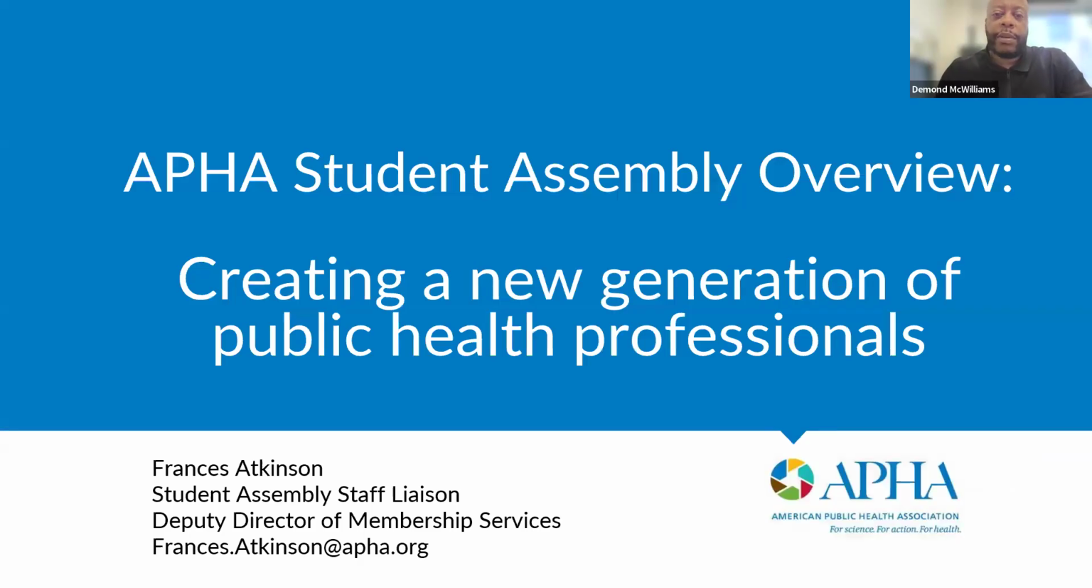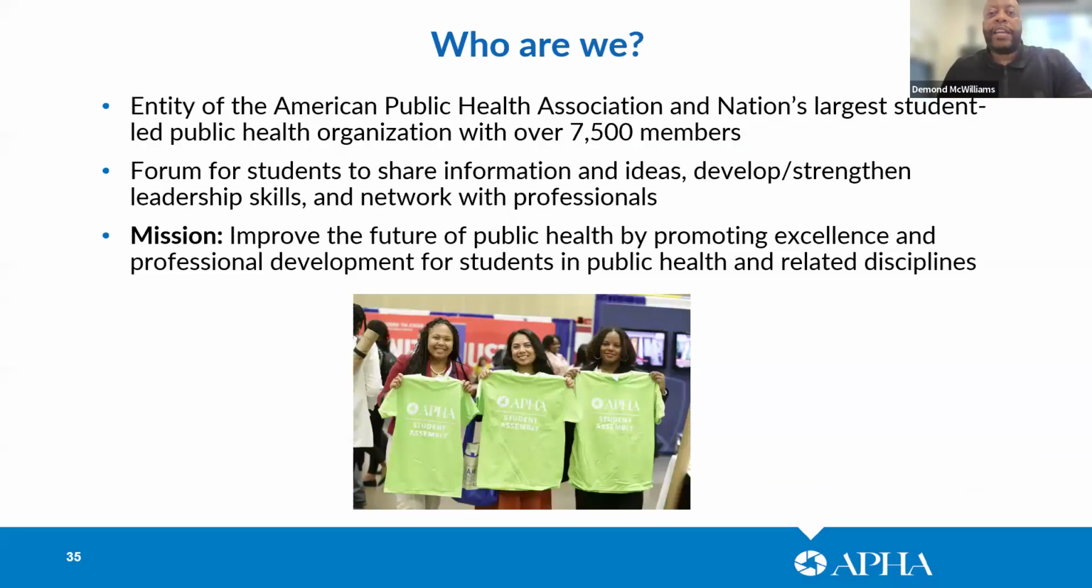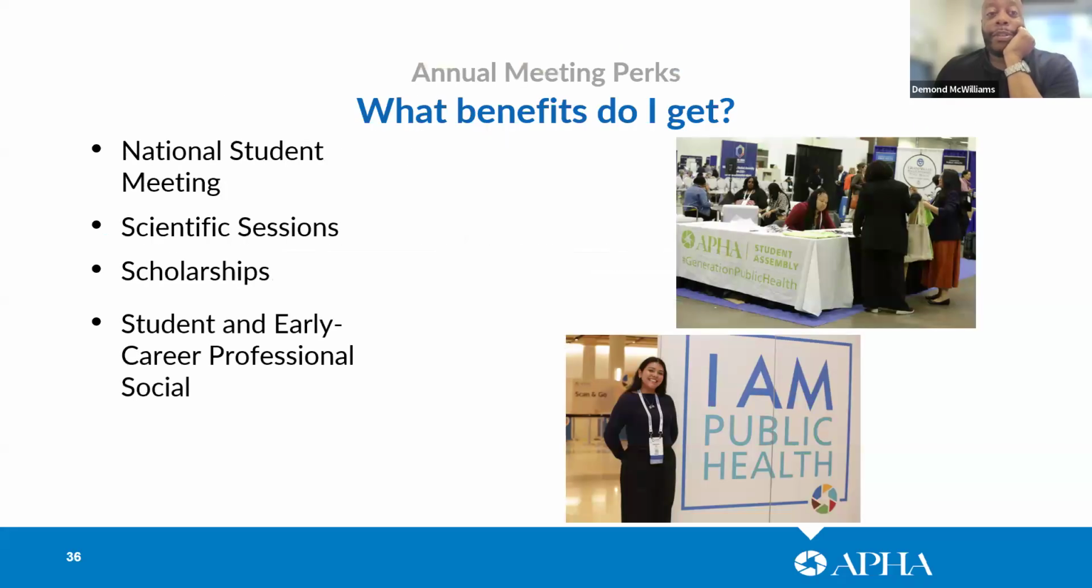Next, the student assembly, which I talked about. Every student is automatically placed in the student assembly. It's about 7,500 students. Our student assembly is very important to APHA. It's actually a third of our membership. I mentioned earlier, we have a national student meeting that always happens a day before the annual meeting on that Saturday. It costs about $20, but that includes lunch.